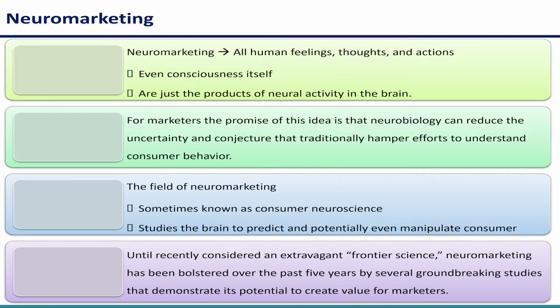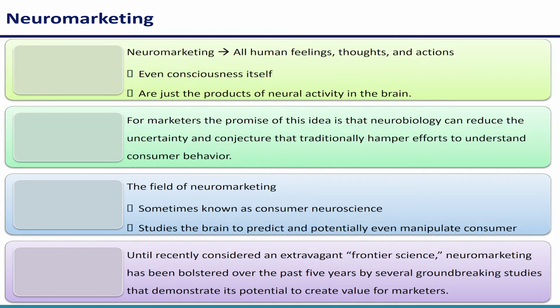One very big Nobel laureate, Francis Crick, calls this the astonishing hypothesis: the idea that all human feelings, thoughts and actions are based on how our brain and our neurons work. So for marketers, the promise of this idea is that neurobiology can reduce the uncertainty and conjecture that traditionally hamper efforts to understand consumer behavior.